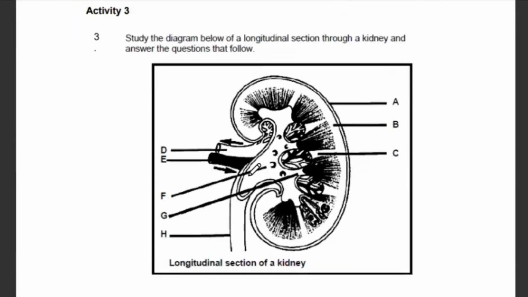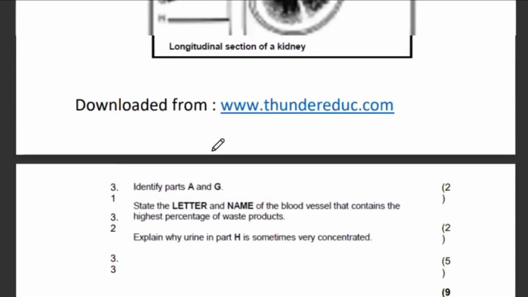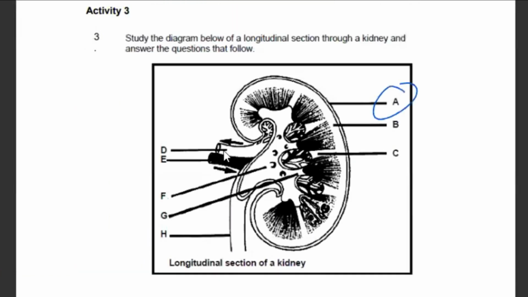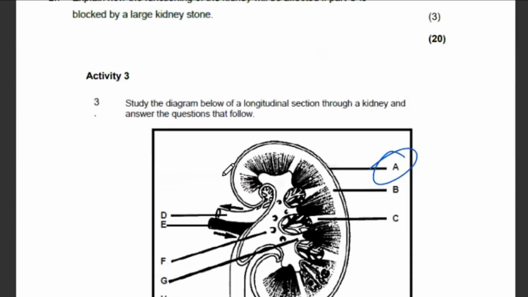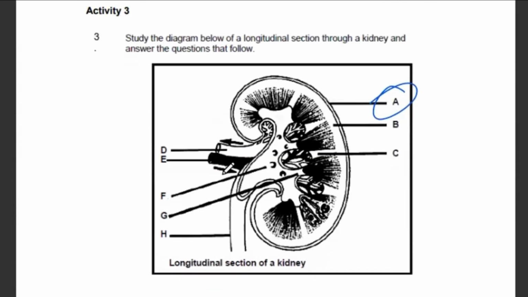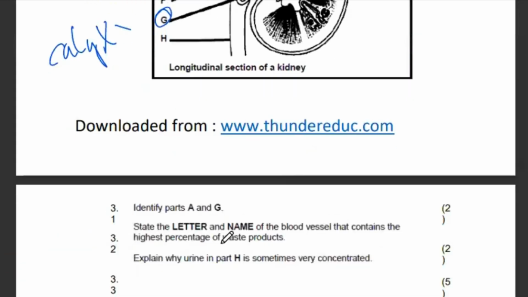So it's another question which looks like the question you have just answered. Part A, what is part A? We saw it, the renal capsule. What is part G? Part G, we say that it is the renal calyx. So we saw it is a renal calyx. And then state the letter and the name of the blood vessel that contains the highest percentage of wastes.